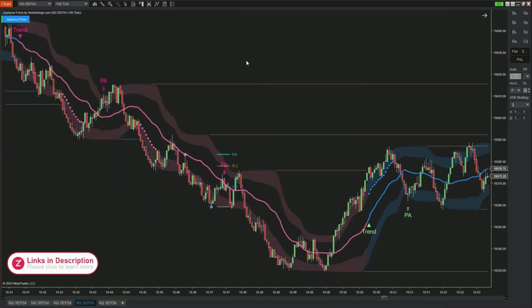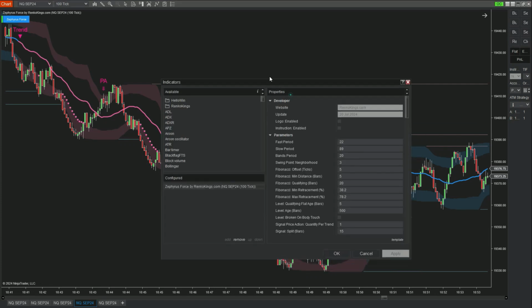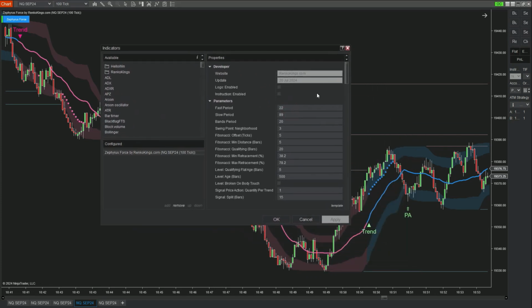First, we'll place trades on NQ using a 100-tick chart. We'll tweak a few settings in Zephyrus Force. With this system, you can freely adjust the minimum and maximum Fibonacci retracement levels to confirm when the price hits them. We suggest setting it between 50 and 78.2%, as this range is ideal for generating pullback signals.